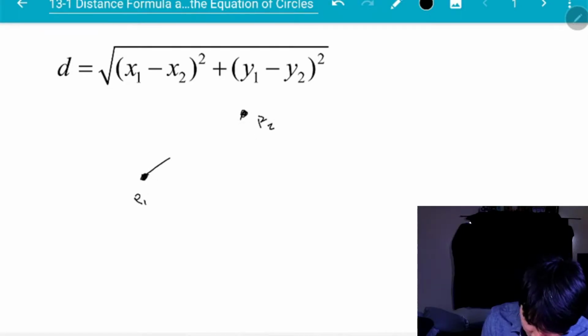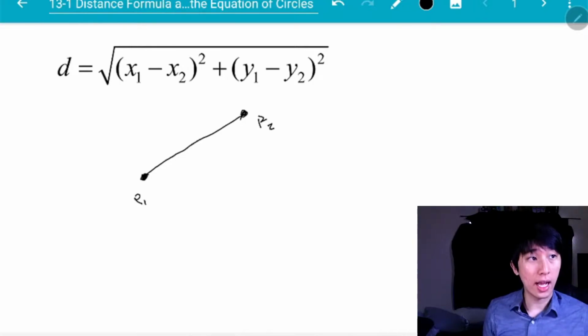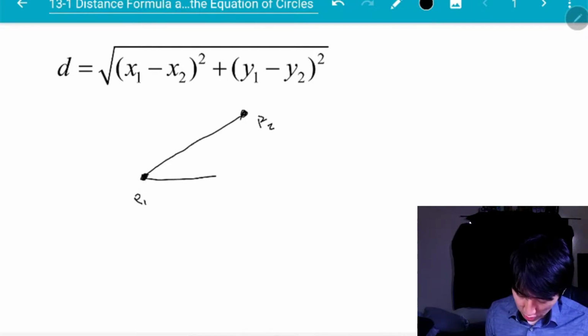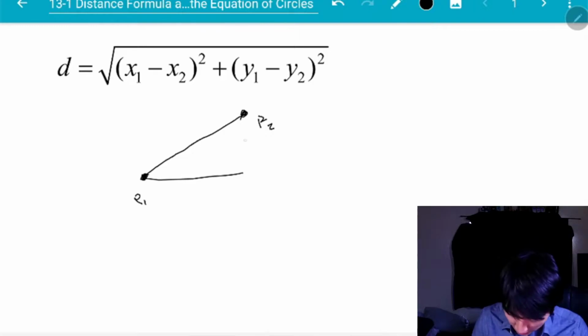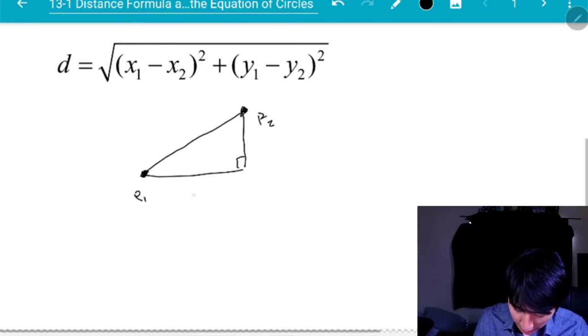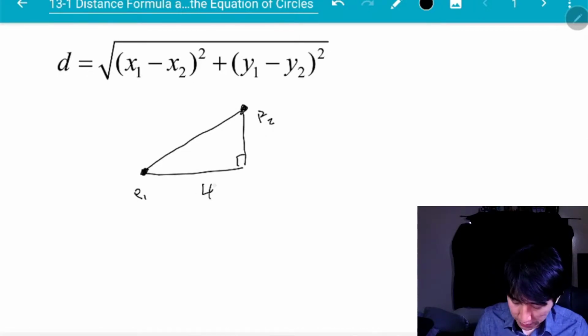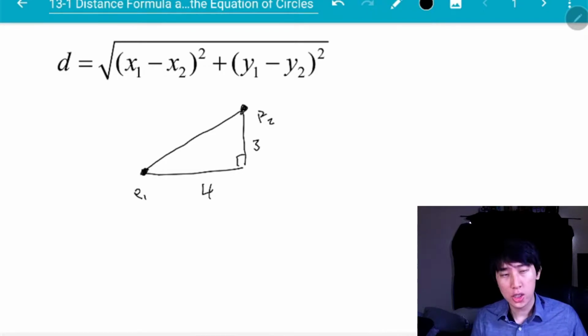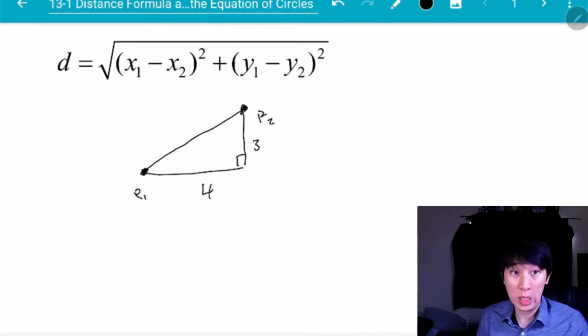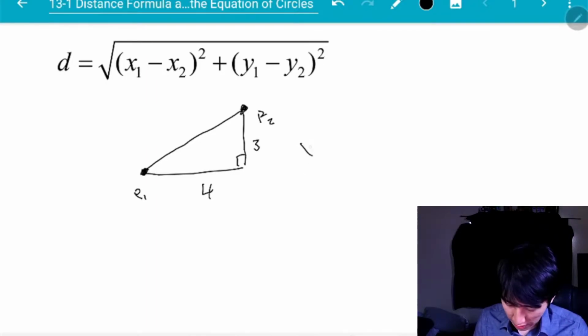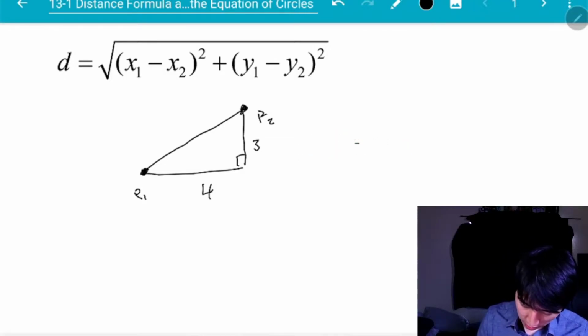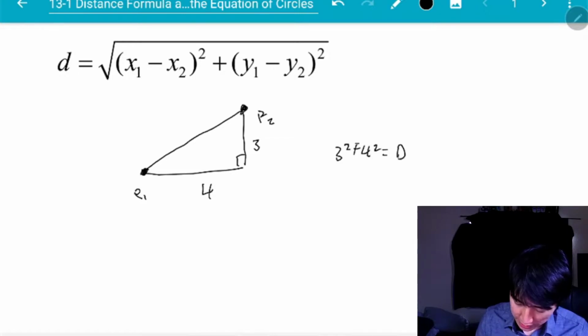What if, instead of finding the distance this way, I tell you how much left and right I traveled, and how much up and down I traveled? I know that this is 4 and this is 3, so we can figure out the hypotenuse using the Pythagorean theorem: x squared plus y squared equals z squared. In this case, 3 squared plus 4 squared equals distance squared.